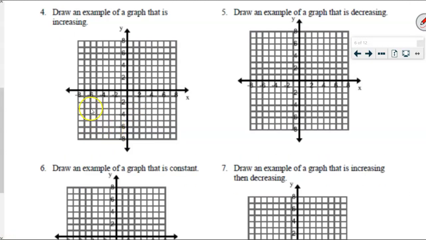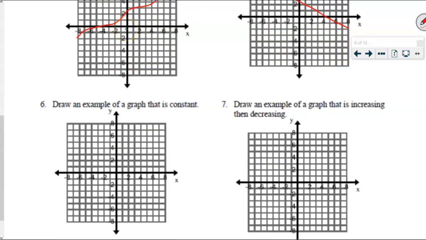Something that is increasing. It doesn't matter where I start, but on the left-hand side, as I go from left to right, it should always be going up. It doesn't have to be a straight line. It doesn't have to be linear, but it does always need to be going up. One that is decreasing, doesn't matter where you start, but as you go left to right, it should always be going down, whether that's linear or non-linear. It should always be going down.